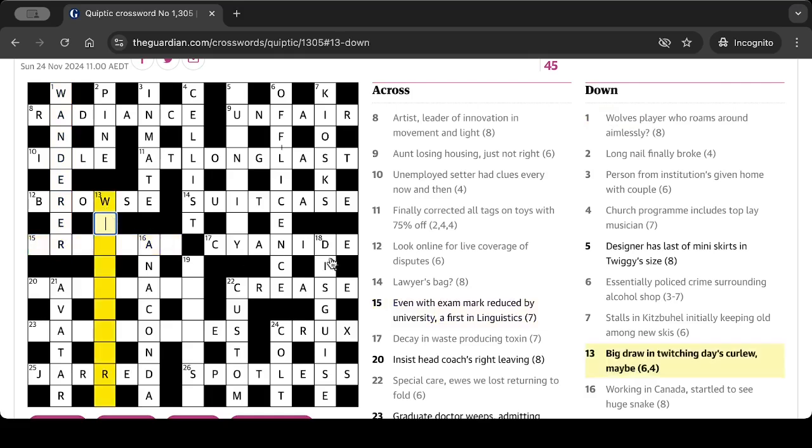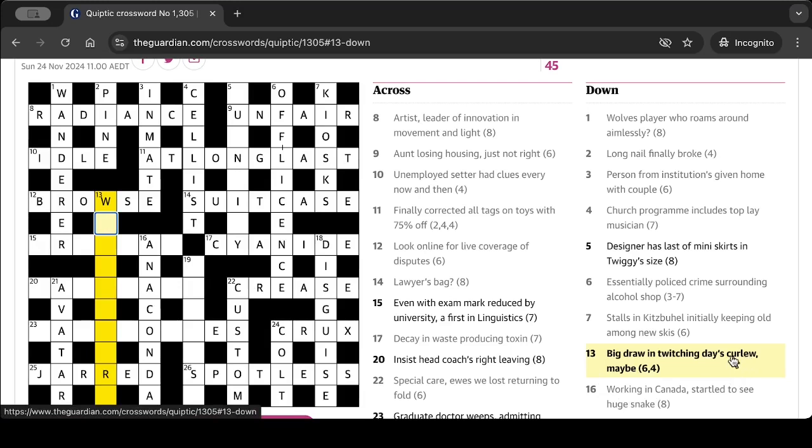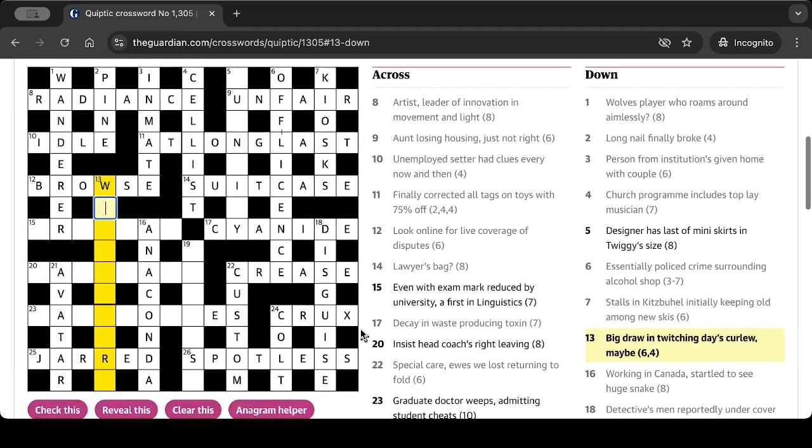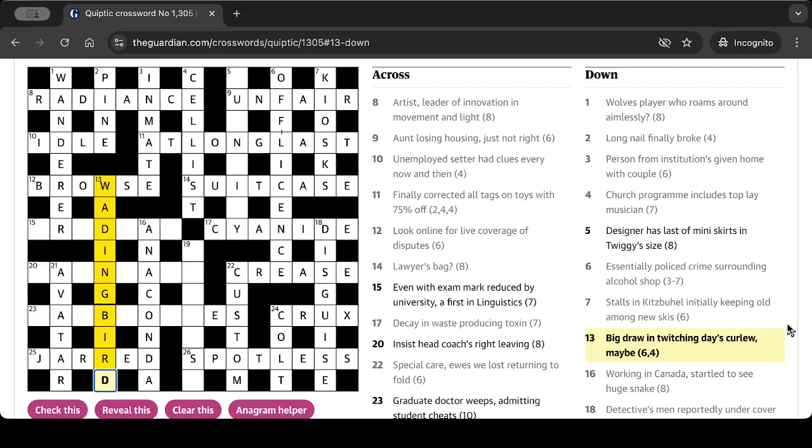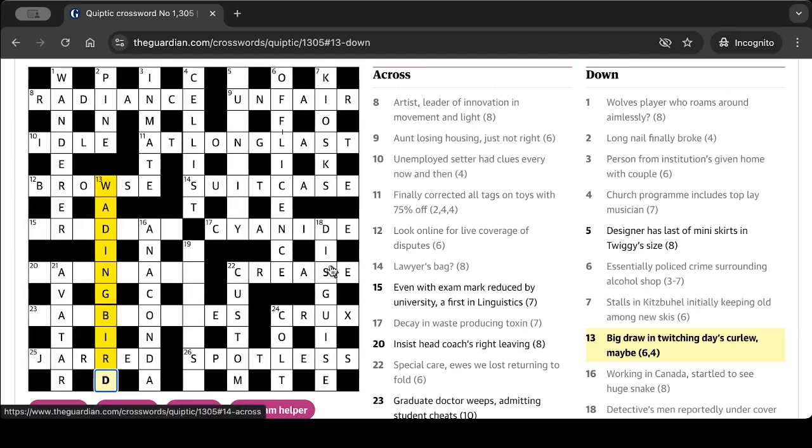Then 13 down, I started wondering whether I would be able to get this anagram, and I was wondering whether the anagram is not actually days curlew, but something to do with big draw in. When I put big draw in the anagram helper, I quickly saw that it could be a wading bird. And it's only a wading bird if we get the days curlew, I believe. I'm not sure what a curlew is, but I'm pretty sure that what we've got is wading bird, because that would be a big draw for a twitcher, and we do have an anagram of big draw in. And maybe sometimes means this is an example of. So an example of a big draw for a twitcher could well be a wading bird. So I will need to look this up.